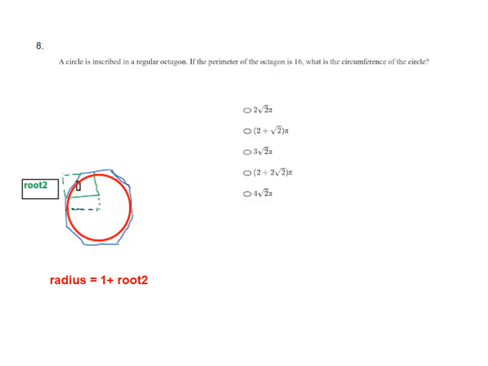Now, what is the circumference of the circle? Formula to find out the circumference of the circle is 2 pi r. So 2 pi, and r is 1 plus root 2. So we get (2 plus 2 root 2) pi. And our answer is the fourth one. That is option D.